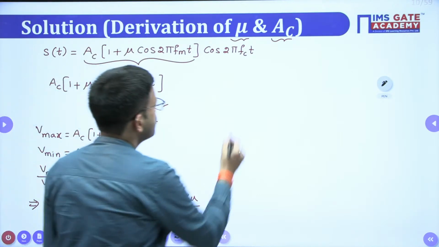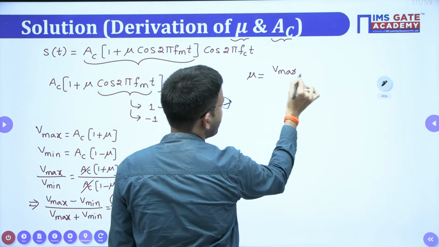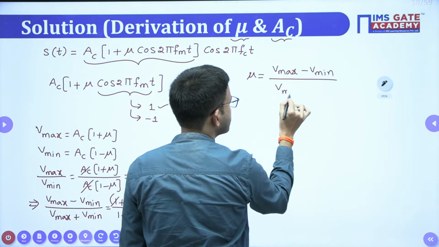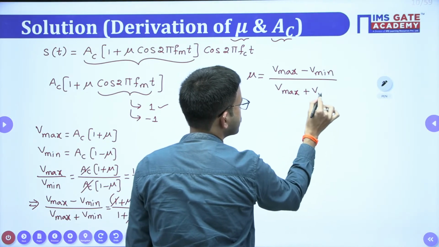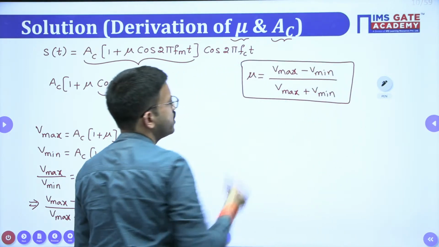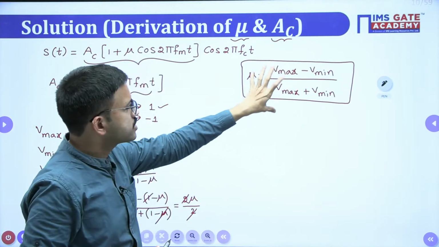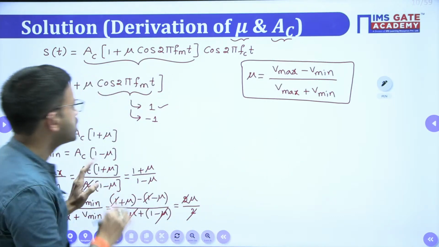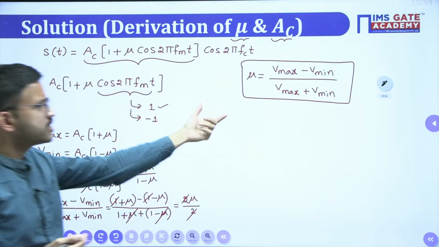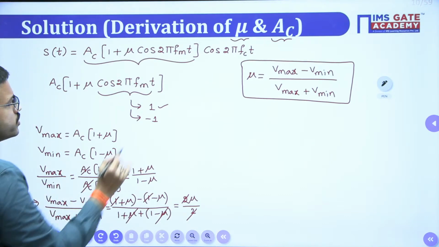Okay, so that means mu is equal to Vmax minus Vmin divided by Vmax plus Vmin. You can remember this standard equation regarding modulation index. Whenever they give the maximum value and minimum value of the AM wave, you can directly substitute the values in this formula. Just for understanding purposes, I have given the derivation, even if you forget how to get this equation. Okay, so we got the modulation index.